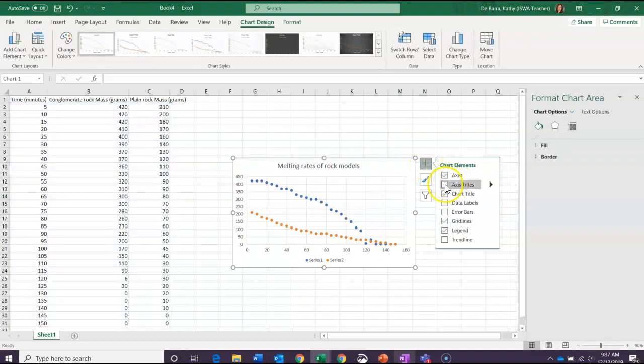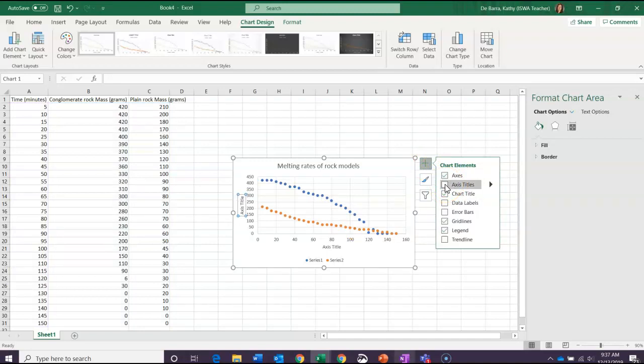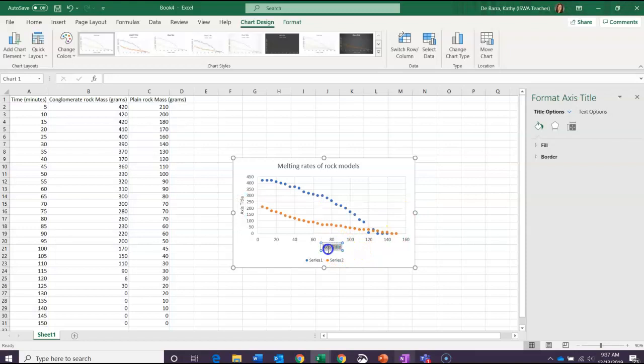And I'm going to say add axis titles. That's going to give us an X and a Y axis title. So I'm going to change this to time, and our units are minutes. And then over here for our Y axis title, the units for both are mass in grams.